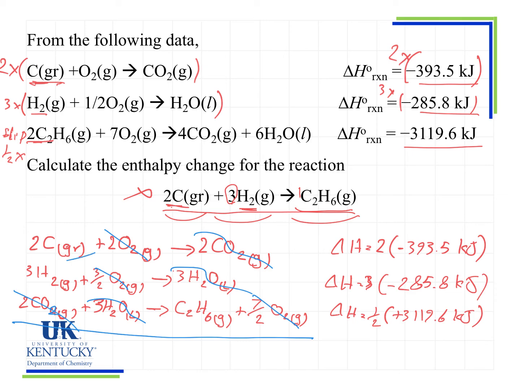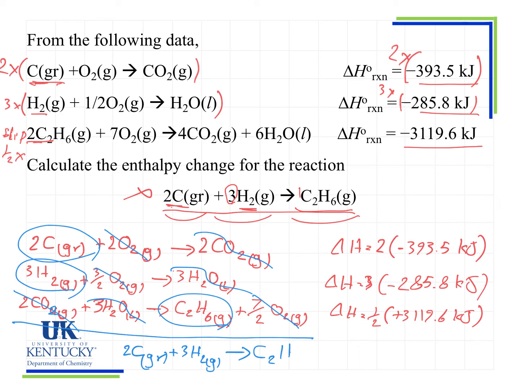Okay, what I have left is the carbon, graphite, hydrogen, and this one. So if I rewrite this, I would write 2 carbon in graphite phase plus 3 H2 in gas phase. That's a reactant. In product, I have C2H6 in gas phase, and that's exactly what we want here to find the delta H.